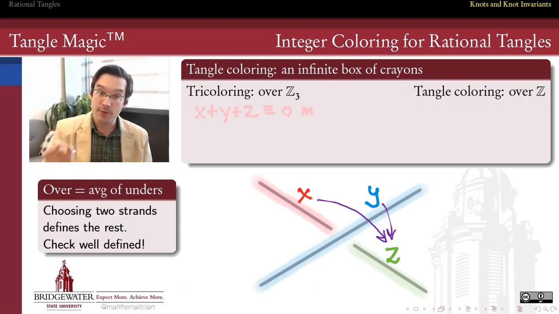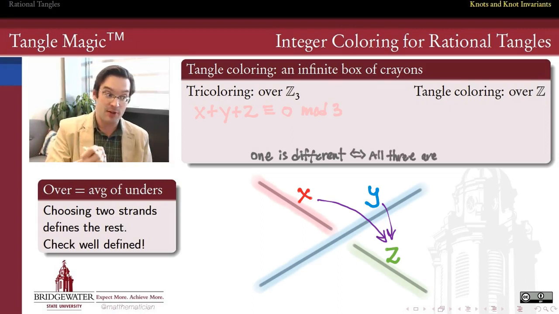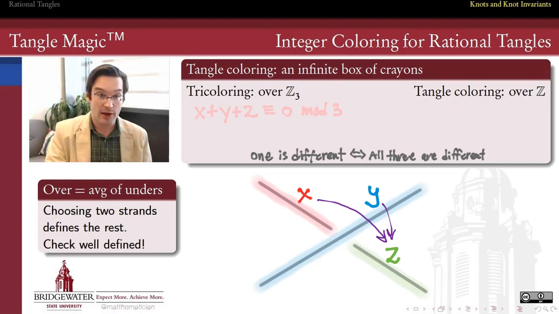And over Z mod 3, we were able to construct an equation, x plus y plus z is congruent to 0 mod 3, which was the magic equation for tricolorability. Because this equation is met if and only if either all three of x, y, and z are the same, or all three of x, y, and z are different. And so that was the case when we were doing modular arithmetic over Z mod 3 to try and color a knot using just three colors, 0, 1, and 2.